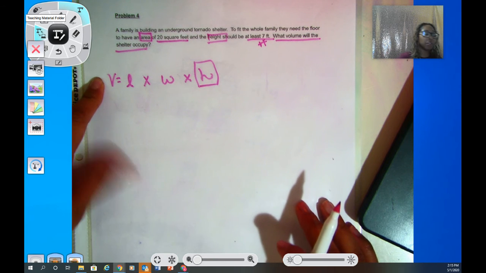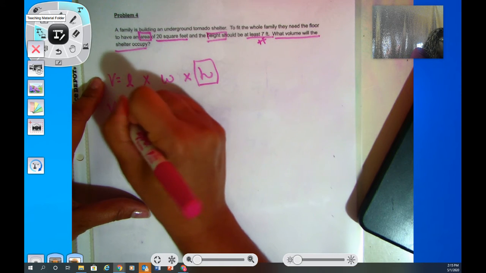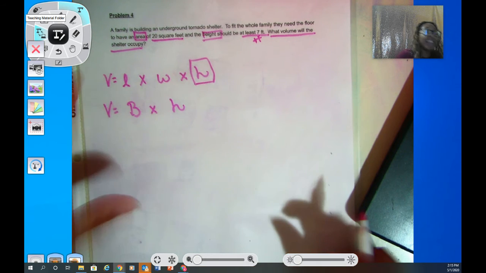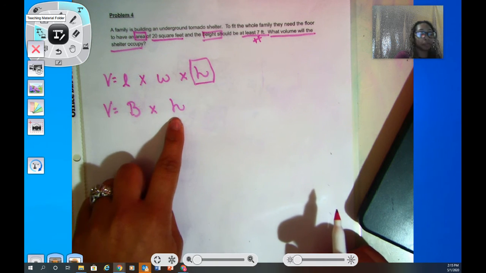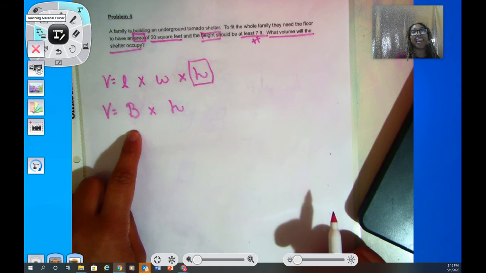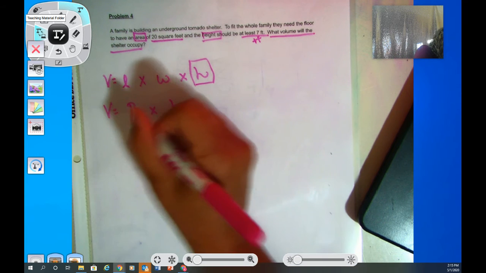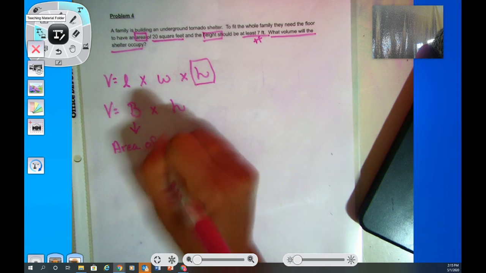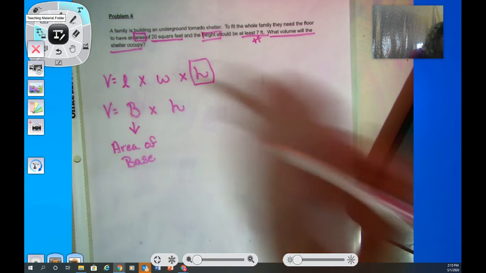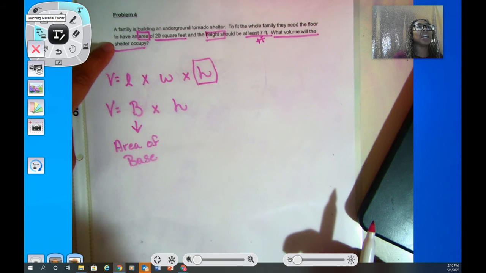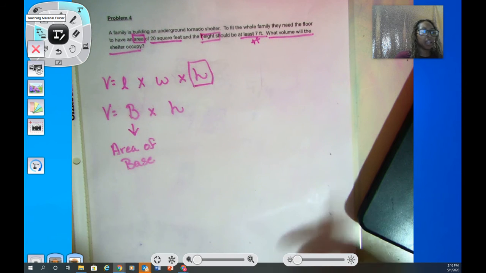However, we did learn about a different formula. The other formula we learned about was capital B times H. And in this case, the H still stands for height. But this B, can you remember what the capital B represents? Yes, it represents the area of the base. So when we're looking back at this word problem, it does mention area. So what are they talking about, the area of the base?